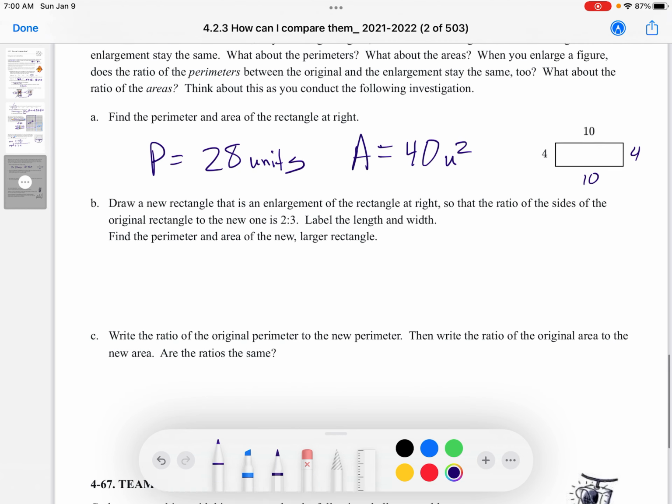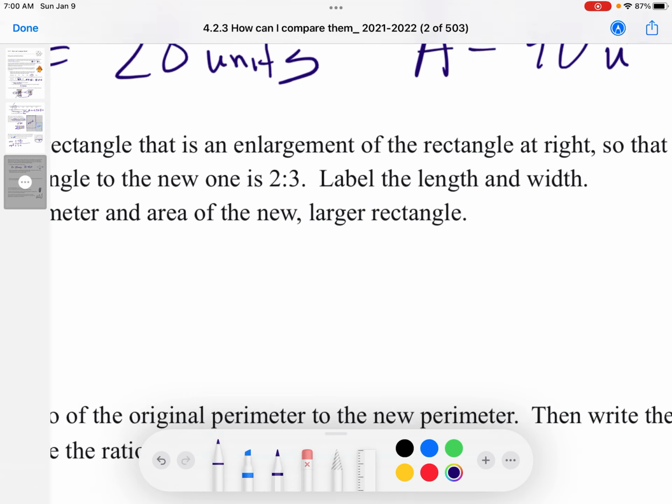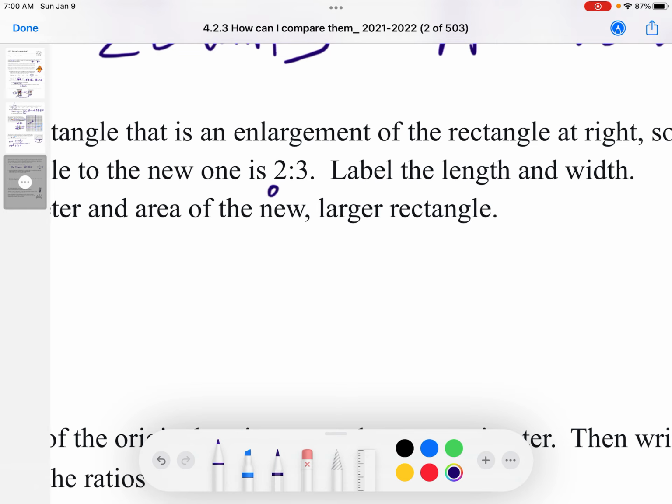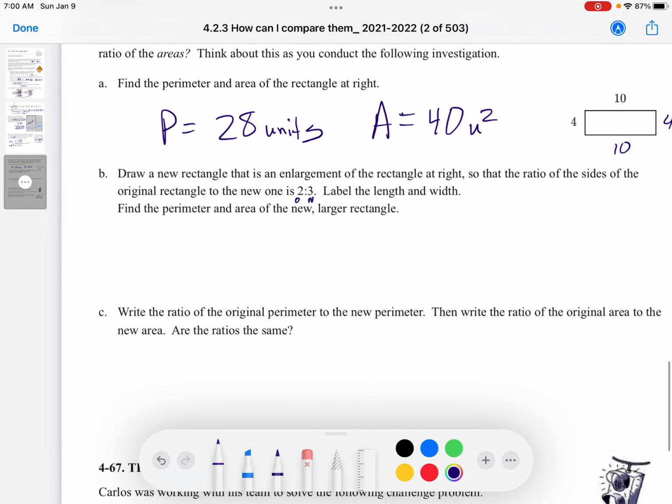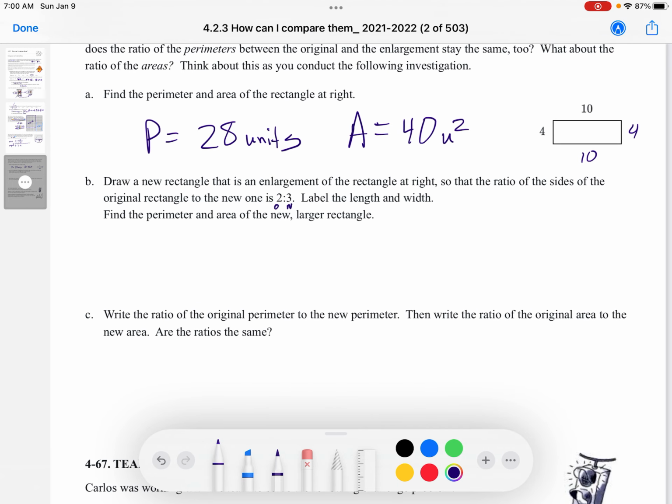Draw a new rectangle that is an enlargement of the rectangle at the right, so that the ratio of the sides of the original to new is 2 to 3. Label the lengths and find the perimeter and the area of the new larger rectangle. Hopefully you start to see how to do it without a double number line, but I will do it just to make sure that we see this, right?